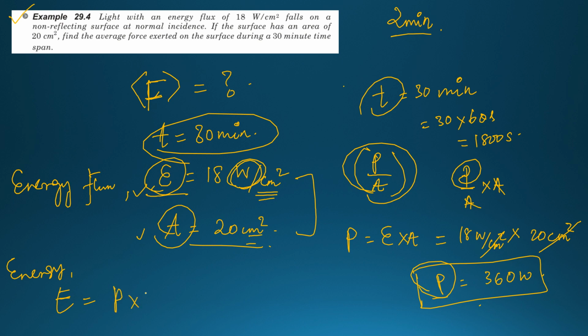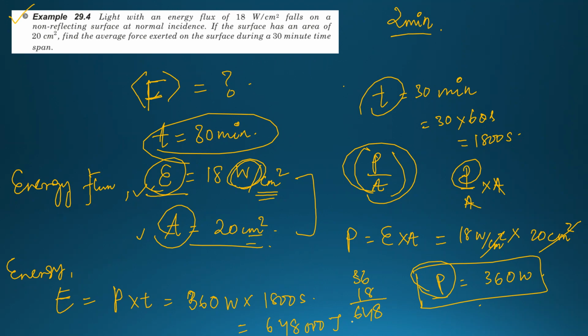Energy E is equal to power into time. We know it, right? So power is 360 watt into time. Even if you don't know the formula, you can always play with the units and get it. So 36 into 18, 648, I think. 648,000 joule. Watt into second is joule, isn't it? So energy is equal to power into time, that is 648000 joule. Okay, so this is the energy.